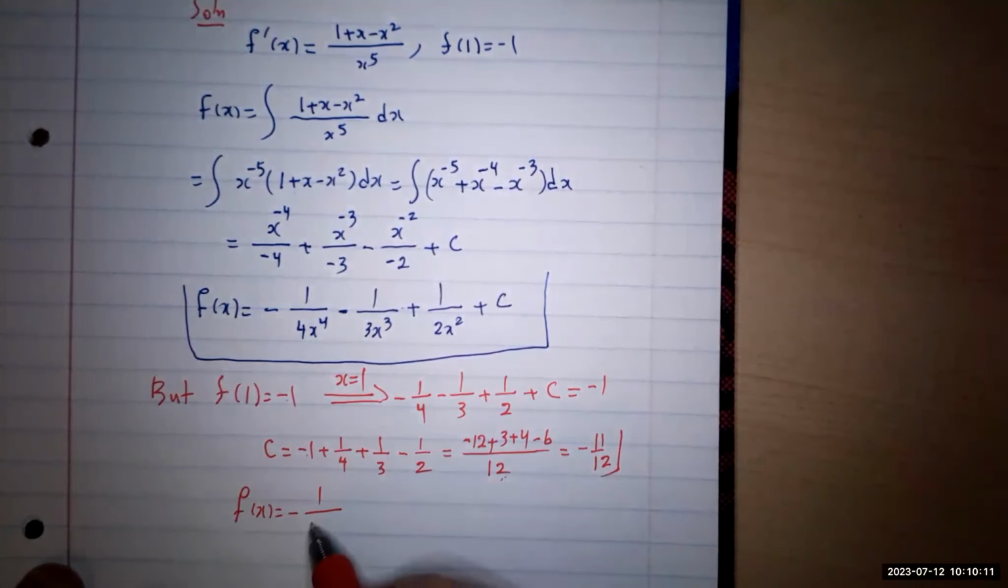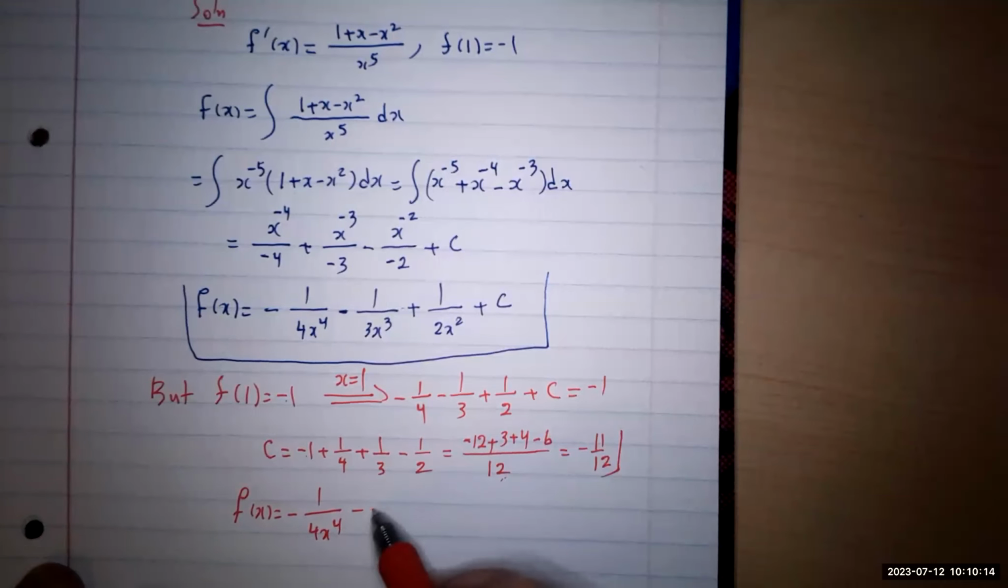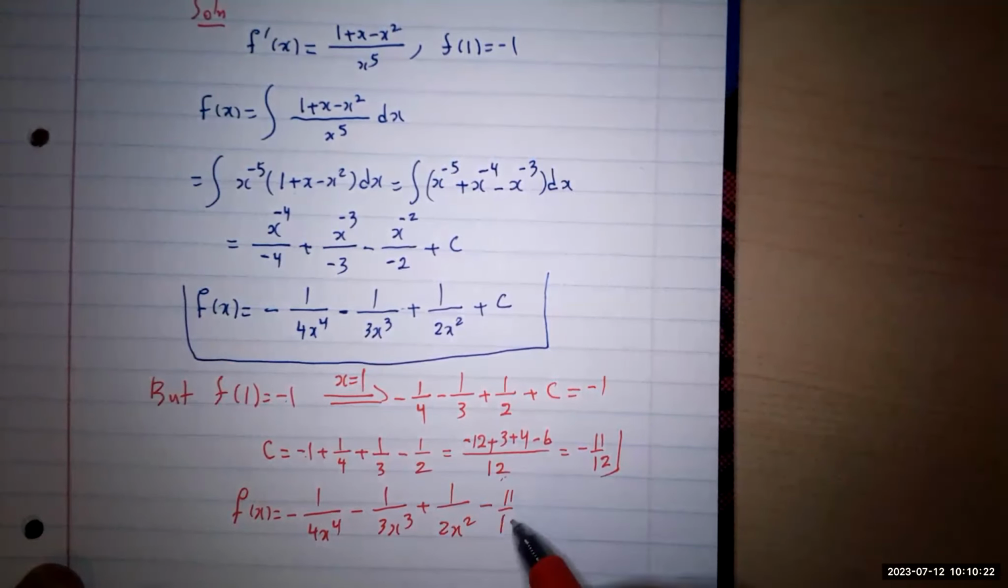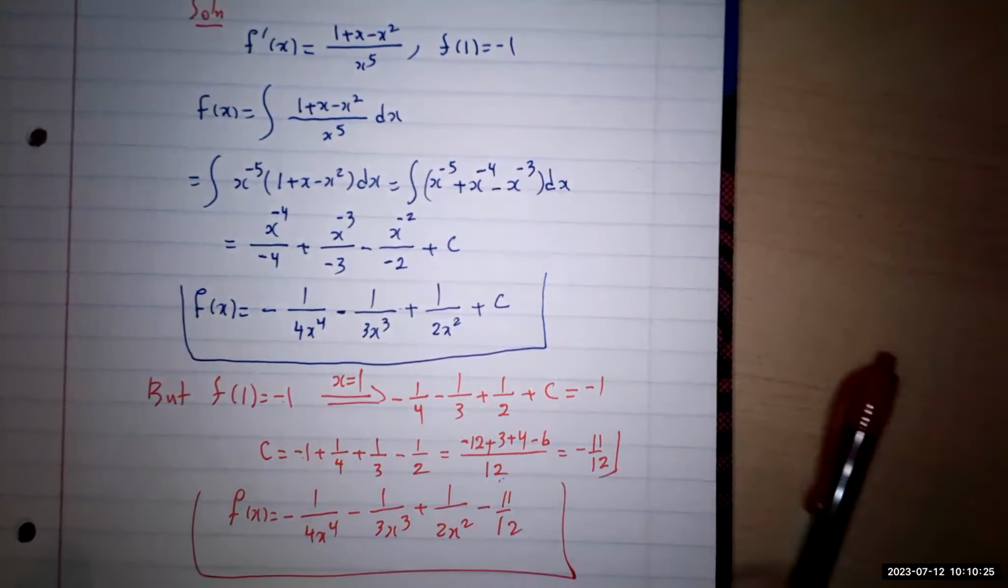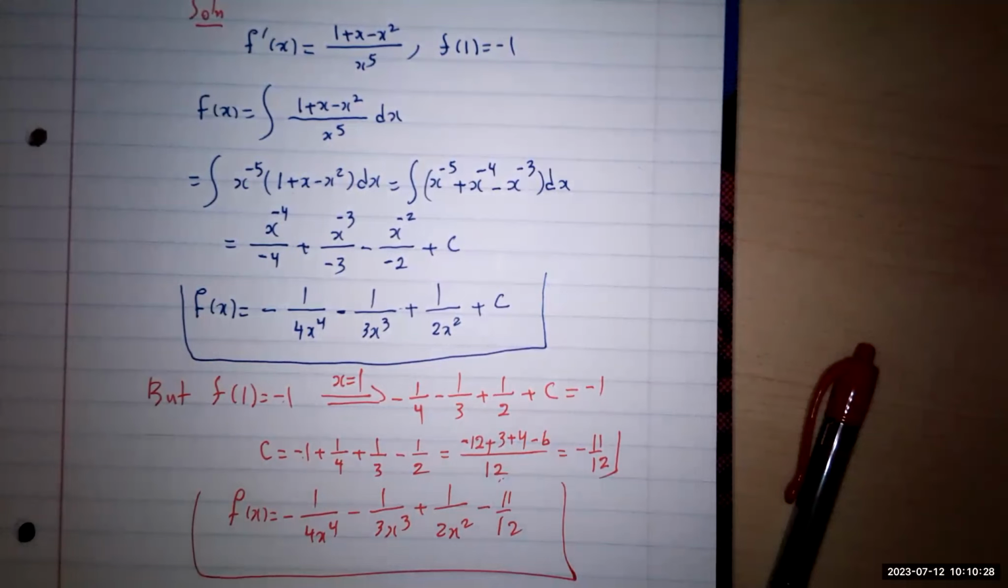f of x equals negative 1 over 4x to the 4th, minus 1 over 3x cubed, plus 1 over 2x squared, and the c is minus 11 over 12. So that gives you the final answer. Nice application of the indefinite integral for science. The rate of change, derivative, whatever you want to call it, is given to you and you recover the function. We have a nice function for an application problem, natural log and exponential, at the end. Then we come back to it again and check it. So we are ready for your quiz.